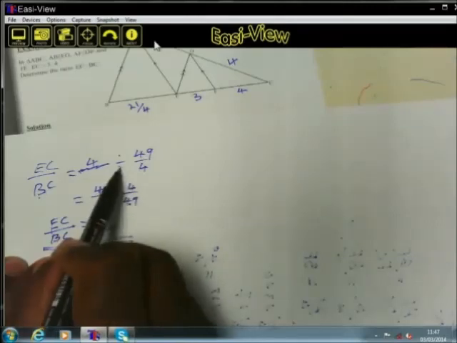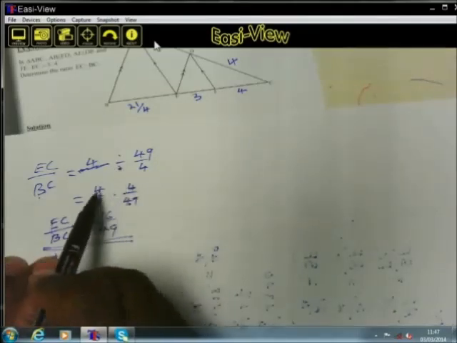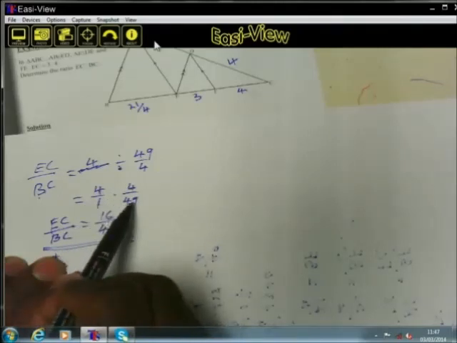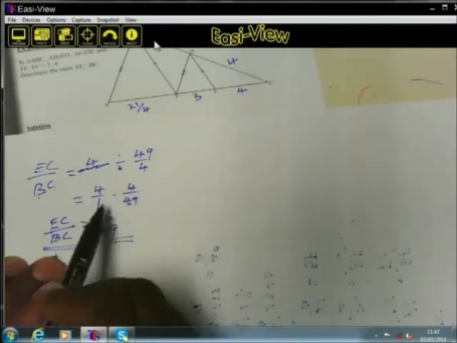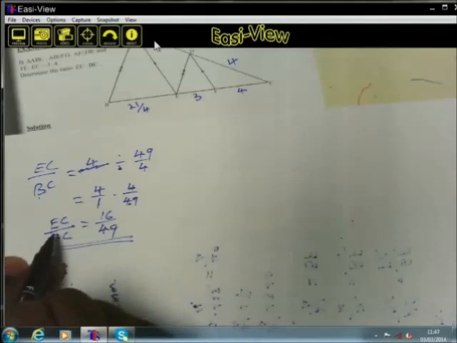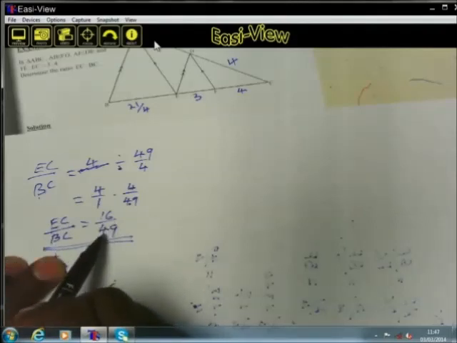EC divided by BC. EC is 4 divided by BC is 49 over 4. So it's the same as 4 over 1 multiplied by 4 over 49. Because if you've got division, you need to change division to multiplication. That's the rule or the law of mathematics governing fractions. So we've got 4 over 1 multiplied by 4 over 49. 4 by 4 gives us 16 over 49. This will be the ratio EC over BC is equal to 16 over 49.